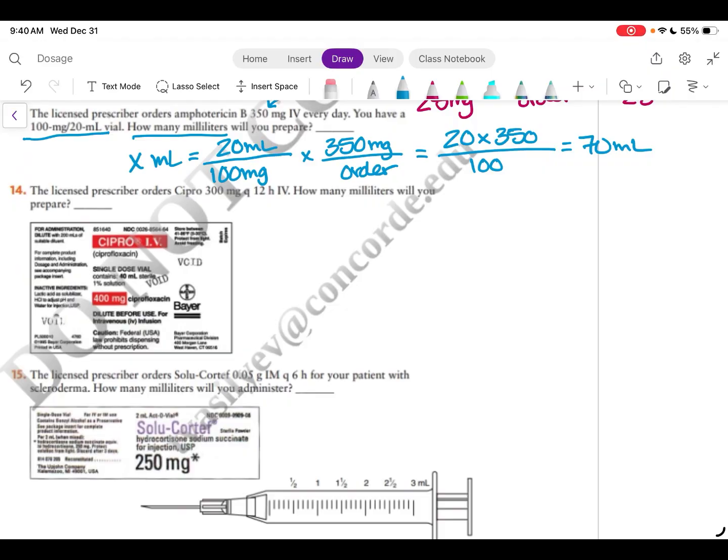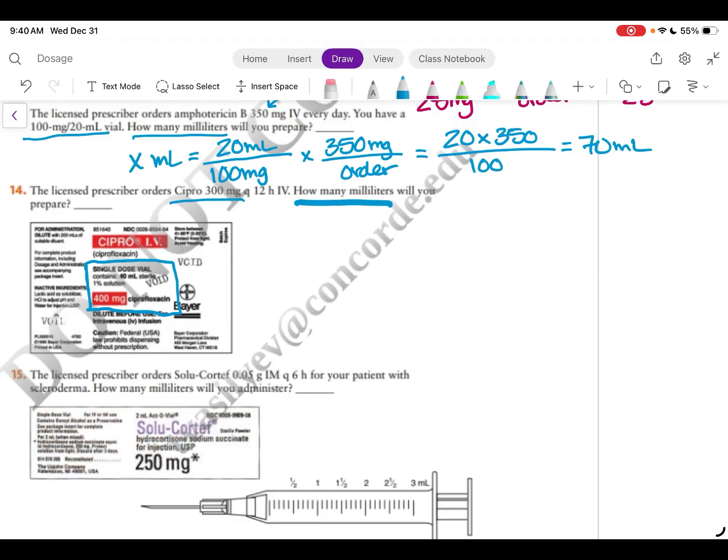All right. Number 14, you have an order for Cipro, 300 milligrams. How many milliliters will you prepare? Let's look at our label and figure out what our dosage is. This one's a little complicated, but right here is your answer. It's a single dose vial that has 40 milliliters of solution liquid in it, right? And that's equal to 400 milligrams of Cipro.